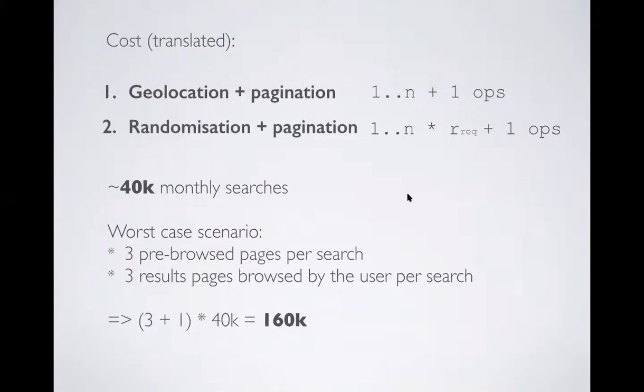Well, we know that there are about 40,000 monthly searches on average, and in the worst case scenario you have potentially 3 pre-browse pages per search, because we don't have a lot of advisors really. We have about 6,000 advisors, but if you filter them, it's nearly always 1,000 or 2,000. Worst case can be 3,000, but I don't think that's going to happen very often.